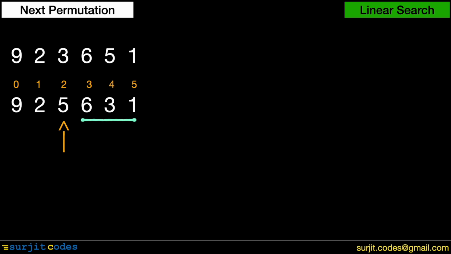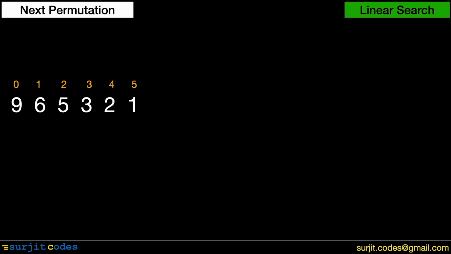So in the last step, we reverse the order of all the 3 integers that are present to the right of the pivot position. Two-pointer method is used for this purpose. In the first step, we swap 6 with 1. Now, in the next step, we move both the pointers towards each other. When the 2 pointers meet or cross each other, the process stops and we get the desired number.